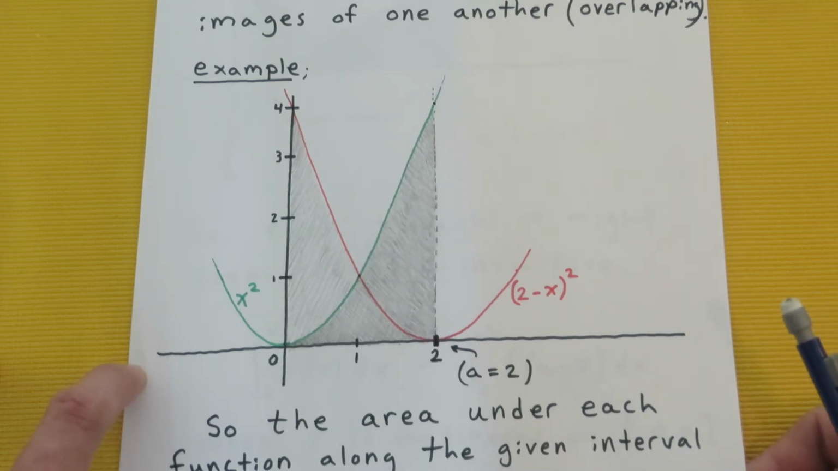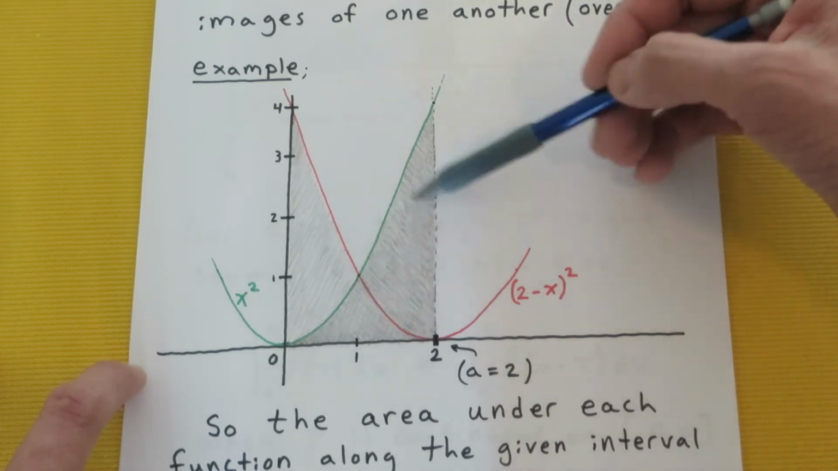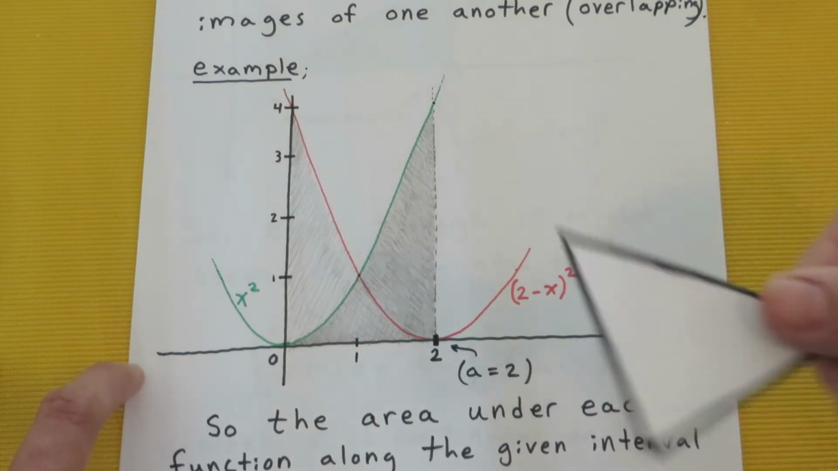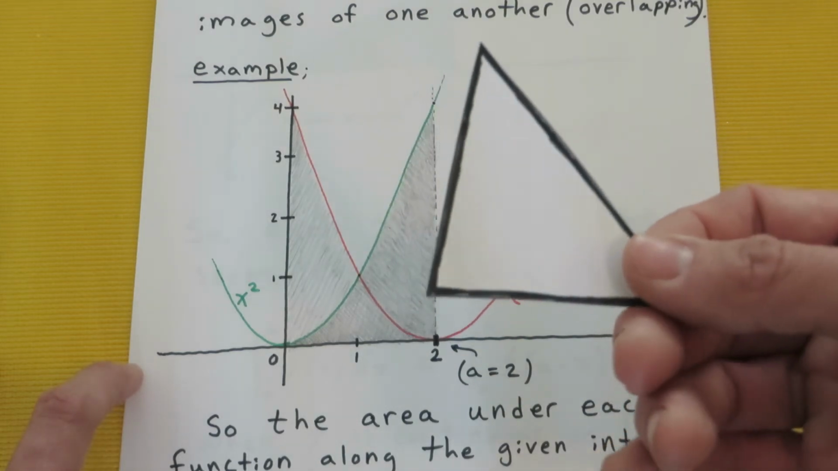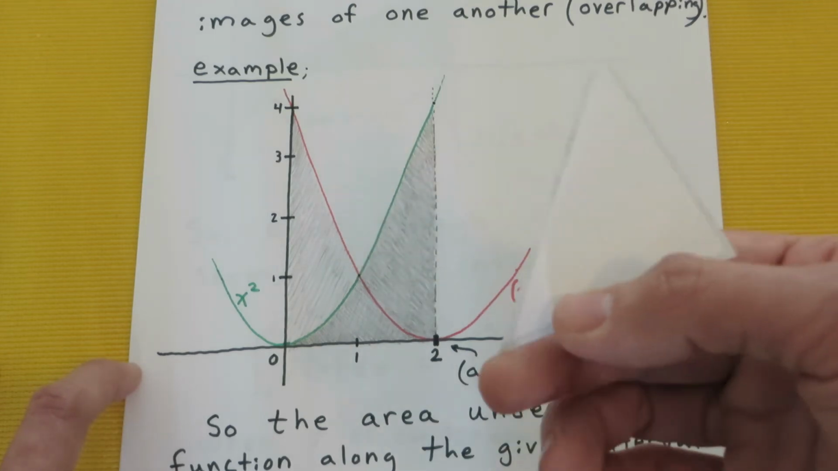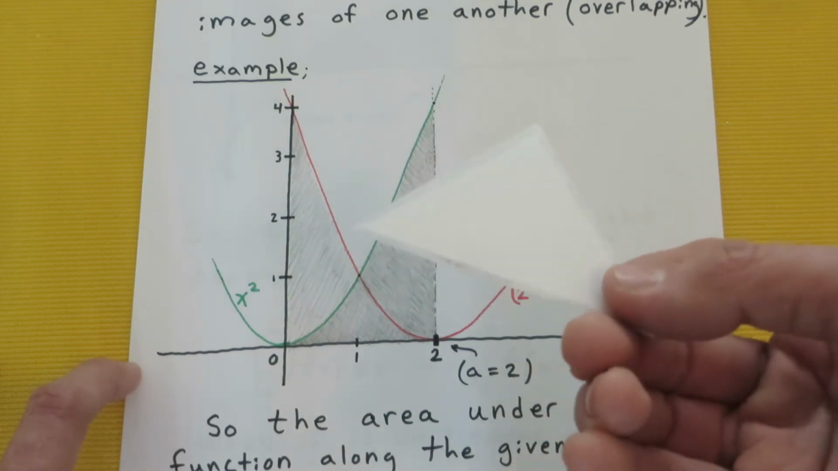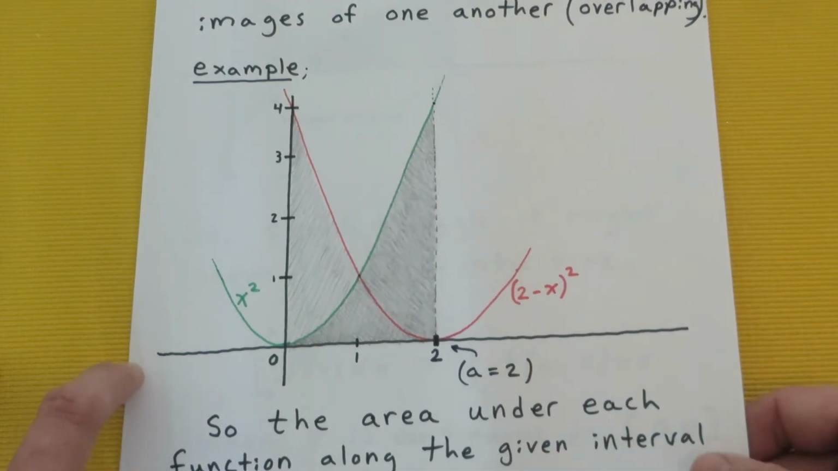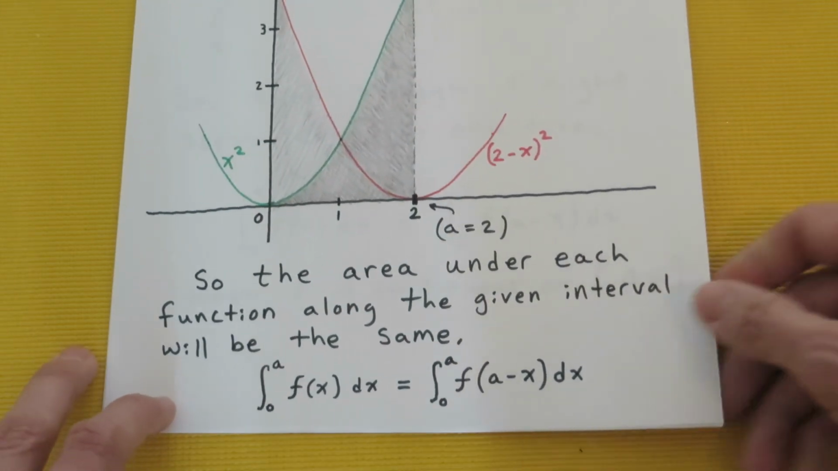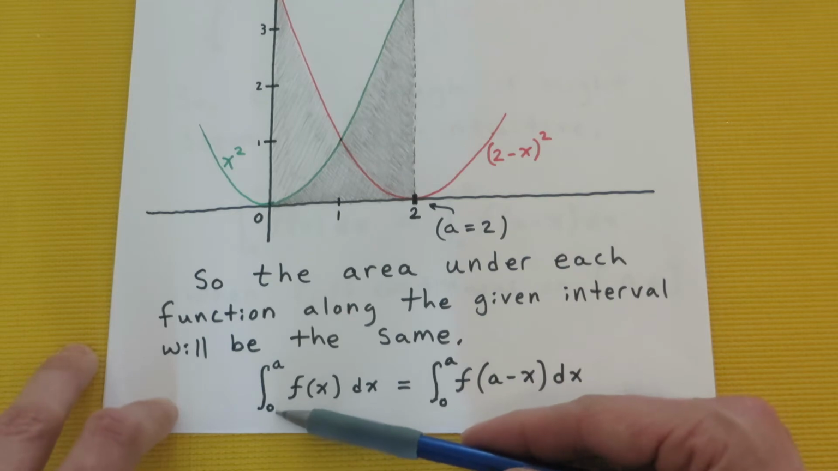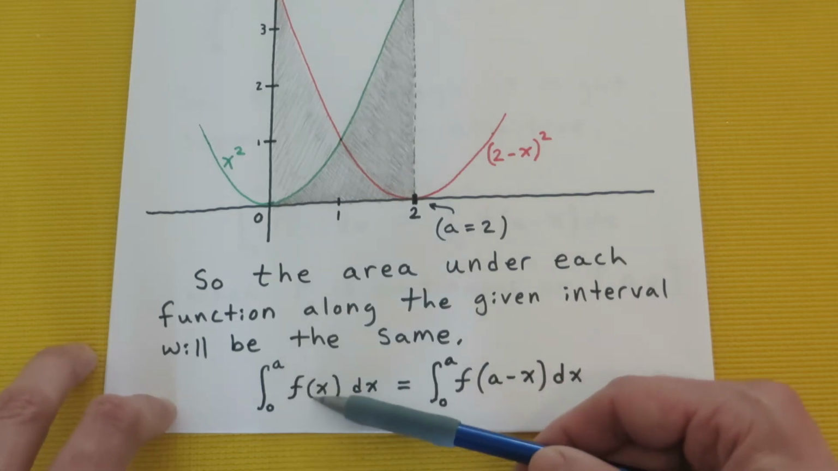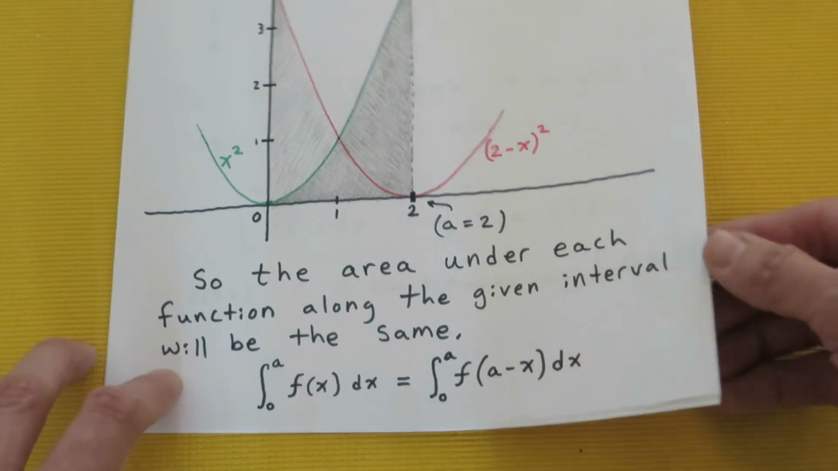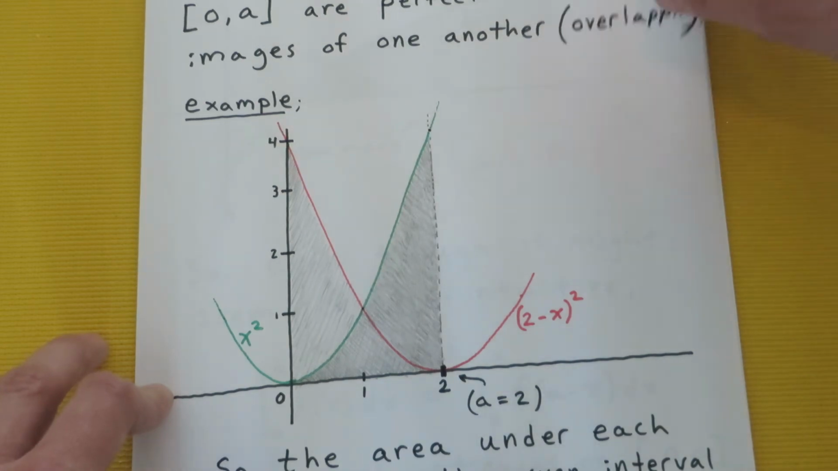And if you think about it, you'll realize that the area under each curve is going to be the same, even though they are mirror images of one another. And this kind of makes intuitive sense. If we have a geometric shape like a triangle, well, obviously the surface area is going to be the same when we flip it over. It's just going to be a mirror image, but it's going to have the same surface area. So what we've shown geometrically here is the premise that we started off with, that the integral from 0 to a of f of x dx is equal to the integral from 0 to a of f of a minus x dx.